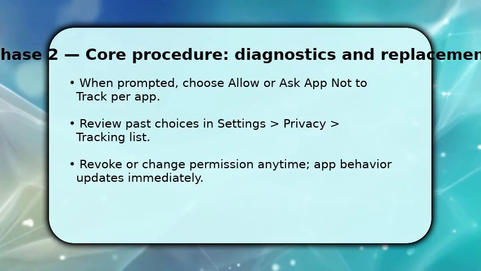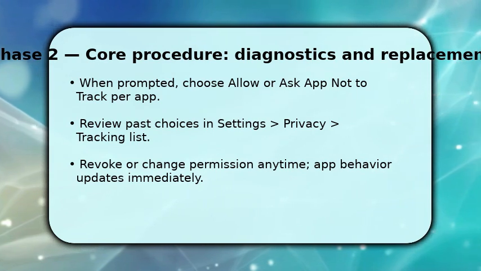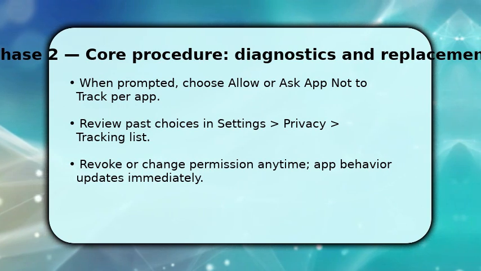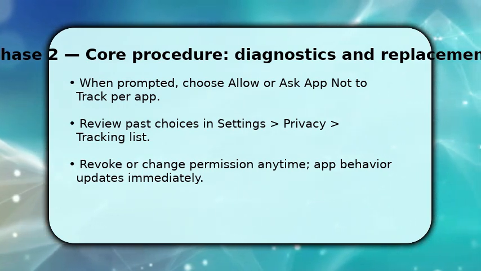Next, handle the requests. When an app shows the tracking prompt, evaluate why it wants data and then tap Allow or Ask App Not to Track. Choose based on benefit versus privacy.